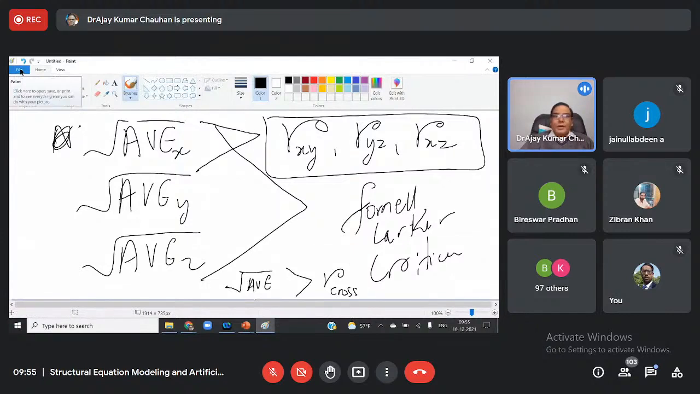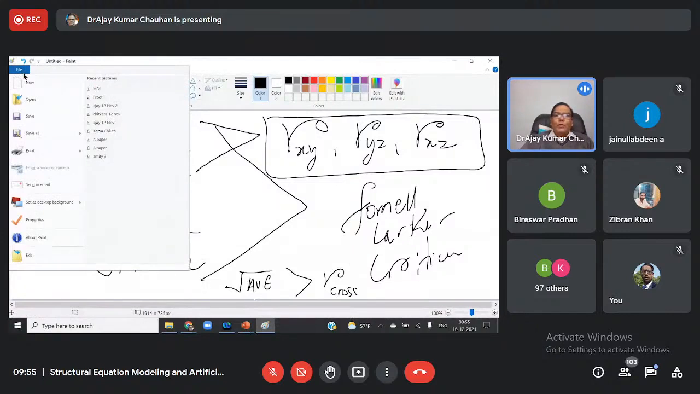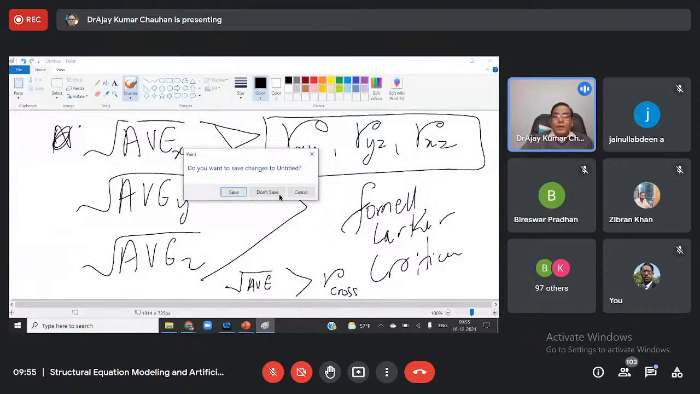This is the most important criteria used. Almost every research paper is using this criteria. So this is the most important criteria to be reported in the paper.